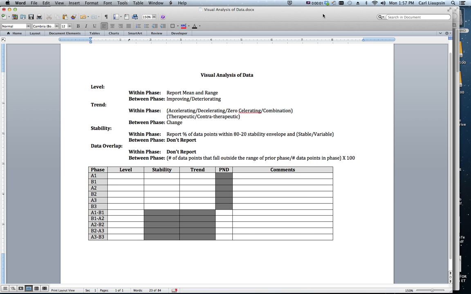Hi, this is Carl Leopson at the University of Arizona, and this is a little activity in the visual analysis of single subject research data. We're going to take a look at a graph from a single subject research study, and I'm going to ask you to determine the level within and between phases, the trend within and between phases, the stability within phase, and the data overlap between phases.